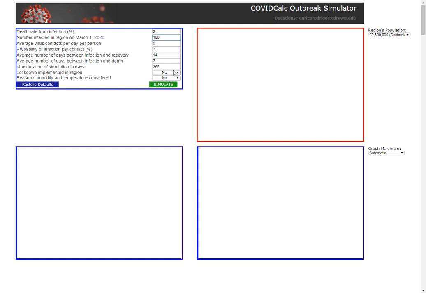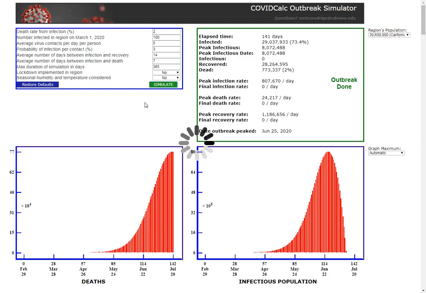I'm going to, at this point, assume there's no lockdown, and I'm going to assume that the virus is not affected by temperature and humidity, so I'm going to set that to no. All right, so click Simulate, and this is what happens. It doesn't look good. Deaths: 773,000, 2% of the population. 73% of the population gets infected.